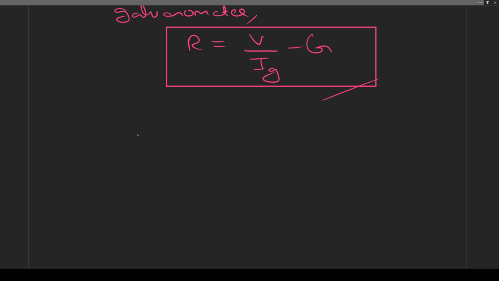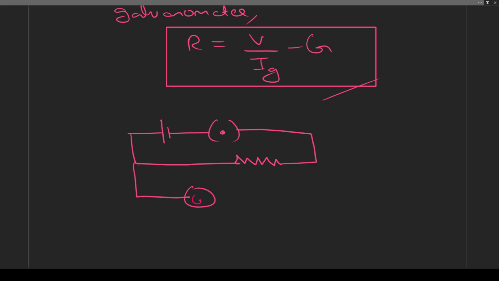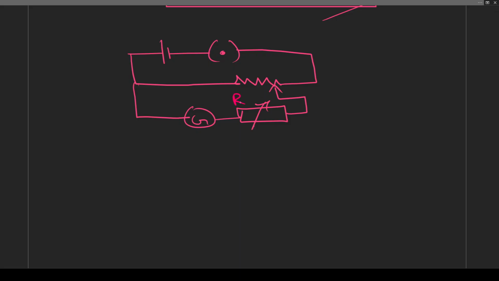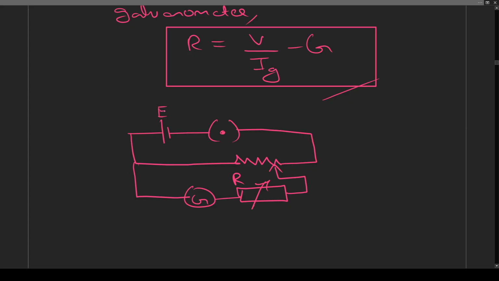Let's draw the circuit diagram again. Battery, switch, rheostat, galvanometer, high resistance. This is connected like this. Now let's assume this is the battery. Let's take it as V itself here, V volt. Now let's assume the current produced by this battery is I.